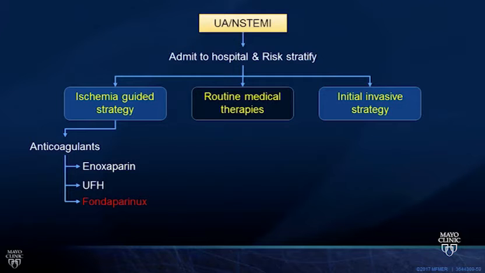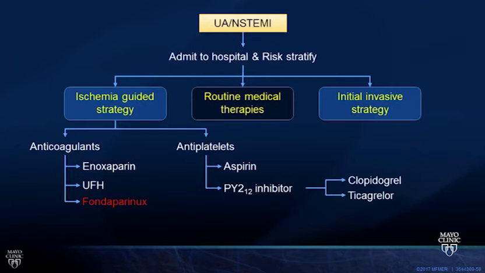Fondaparinux may have an advantage in those who are at increased bleeding risk. We need to choose antiplatelet agents. We need aspirin. We need to add a second agent, that's an ADP antagonist. And the options are going to be clopidogrel and ticagrelor.